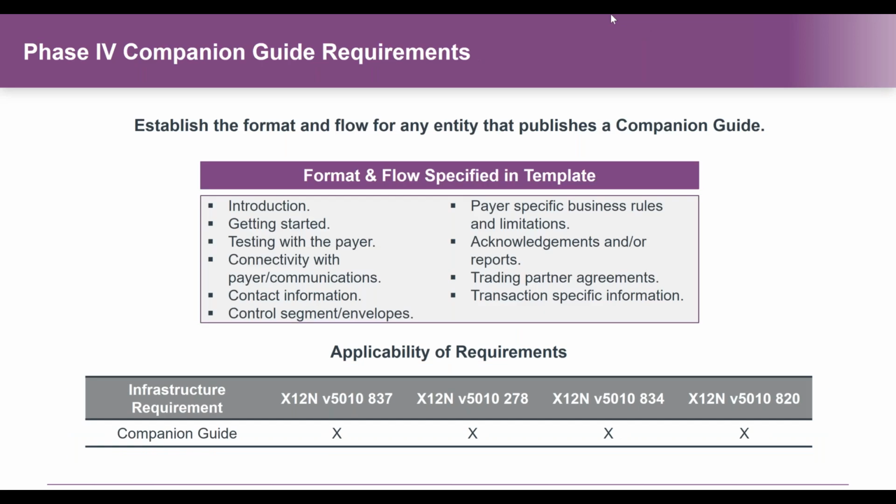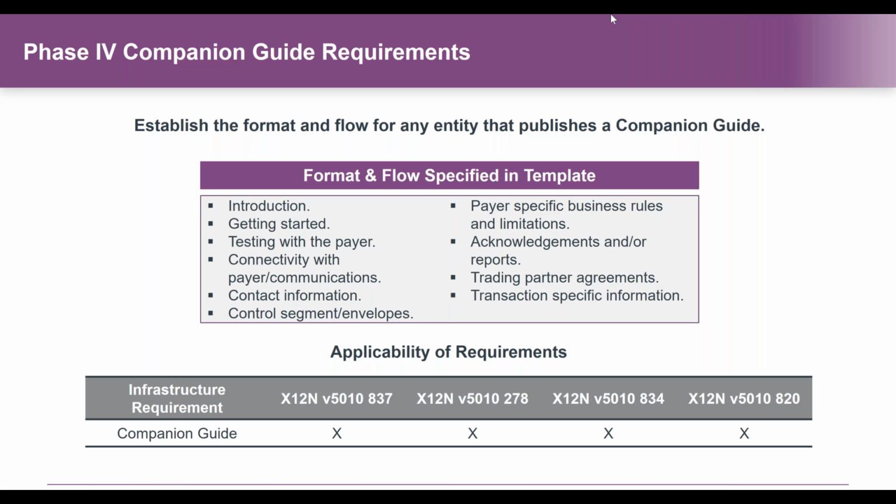We also have requirements for a companion guide, and this is similar to the requirements in our previous 3 phases as well. So if you are a publisher of a companion guide for any of these transactions, and that would usually be a health plan, a clearinghouse, and a software vendor, these specific requirements require the publisher to publish a companion guide using the flow and format of a specific template, and that template's available free on our website.